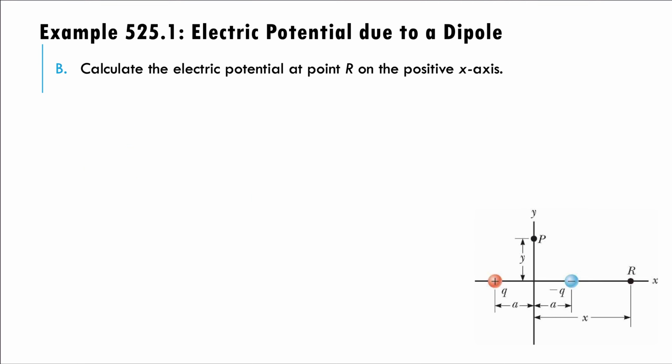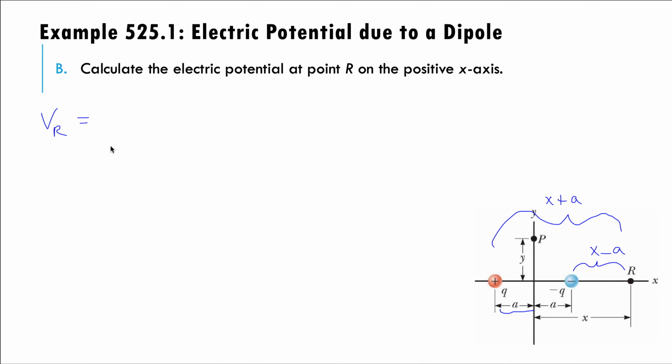Now for the next part, we want to find the potential at a point R on the positive x-axis, which is to the right of the negative charge, a distance x from the origin. So once again, we're going to just add up the potentials, but we need the distances. The distance from the positive charge to R is going to be x plus a. And then the distance from the negative charge is going to be x minus a, right? This distance right here is x minus a.